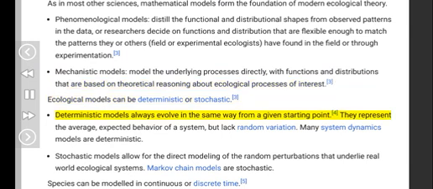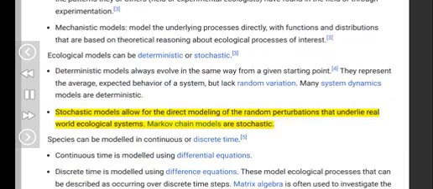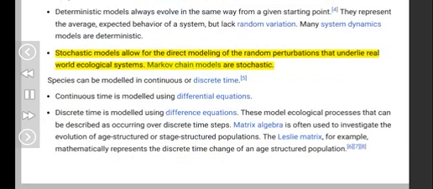Deterministic models always evolve in the same way from a given starting point. They represent the average, expected behavior of a system, but lack random variation. Many system dynamics models are deterministic. Stochastic models allow for the direct modeling of the random perturbations that underlie real-world ecological systems. Markov chain models are stochastic.